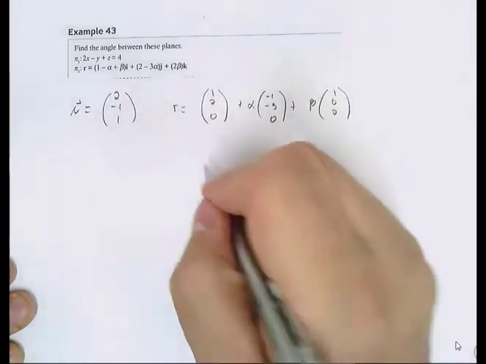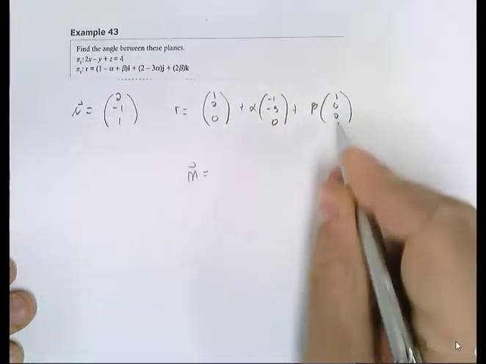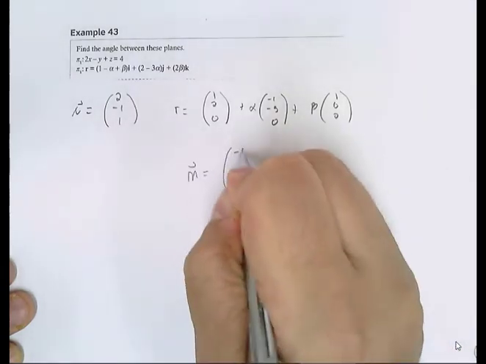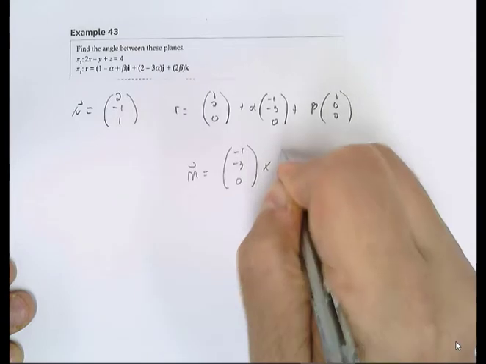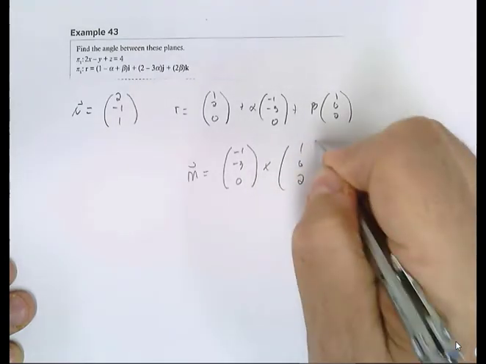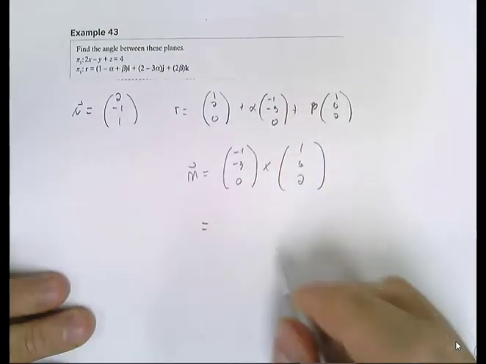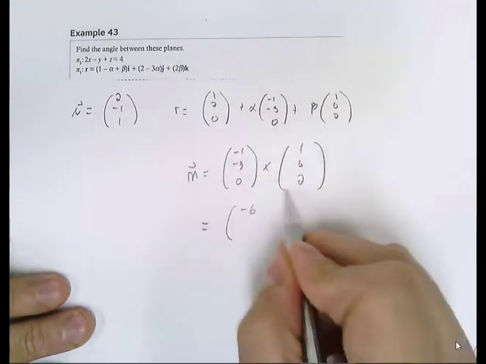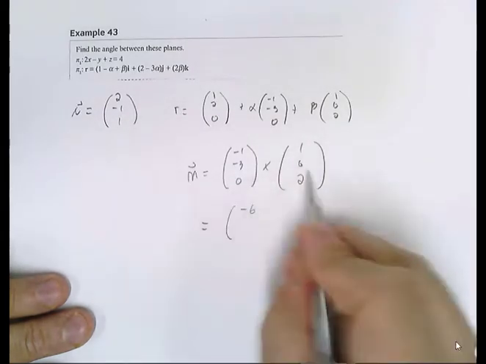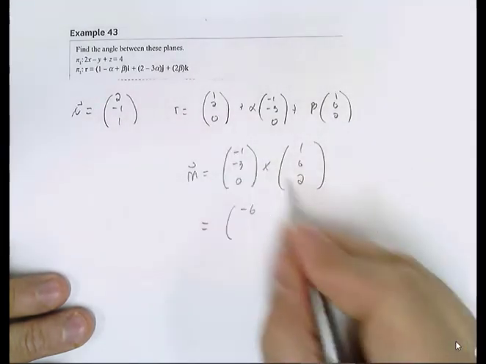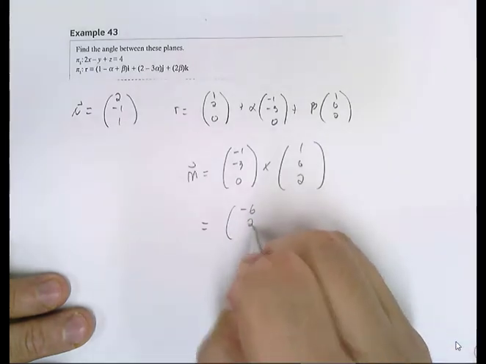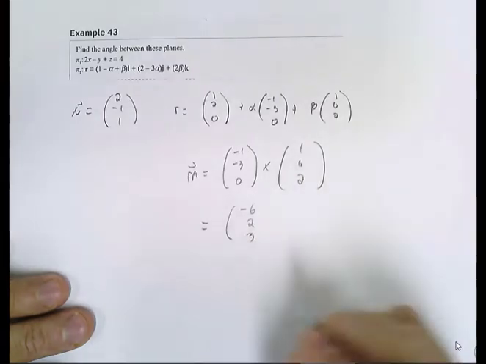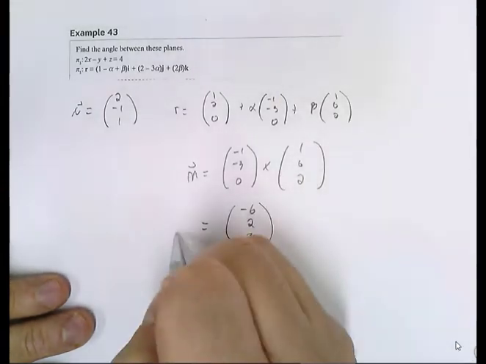To find the normal vector, we'll call it m, I'm going to have to take the cross product of those two vectors to find the normal vector to that plane. So I'll take negative 1, negative 3, 0, cross product 1, 0, 2. And what's that going to be equal to? Well, it's going to be negative 6 minus 0. The middle term would be 0 minus a negative 2, positive 2. And then the last one would be 0 minus positive 3. And there you go. So that is my normal vector.